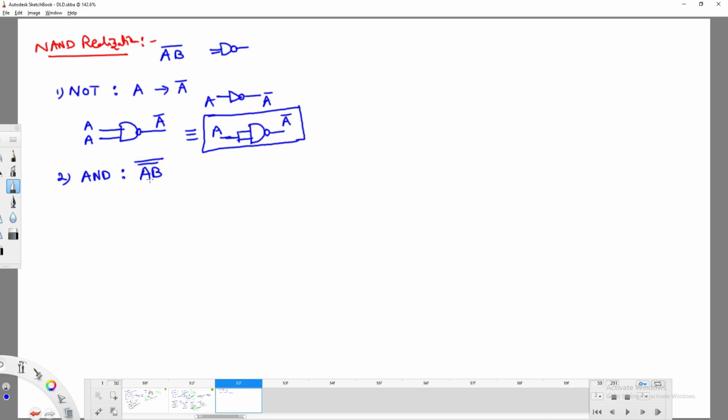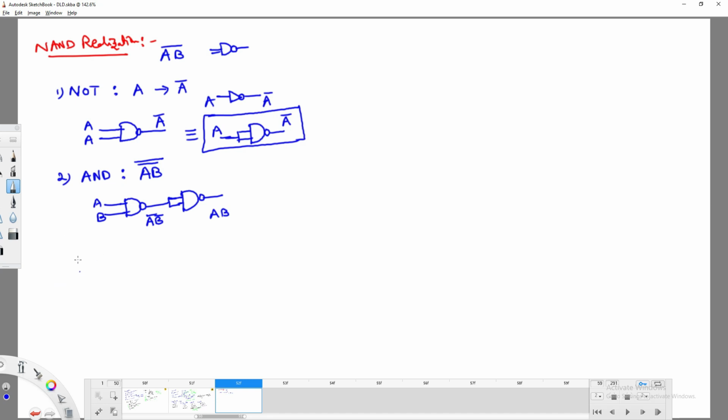Can I get AB complement? Yes. If I have the two inputs A and B, and I connect them like this, the result will be AB complement. For this complement, can we get the complement? How can we get the complement using a NAND gate? With this circuit. Then you are going to get AB. So this is the circuit you use to replace an AND gate with NAND gates.